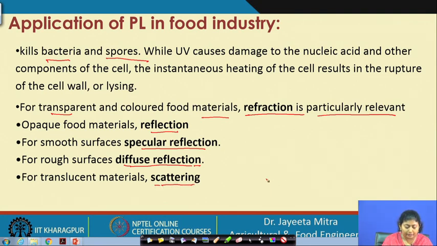Therefore, from this we can see that in all such cases transmittance will vary, and based on transmittance and absorption the destruction of the cell will happen. So, we need to analyze properly what the interaction is between the pulse light and the surface.